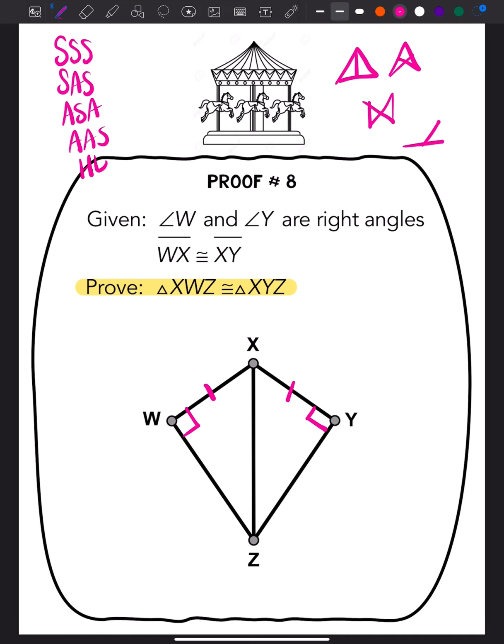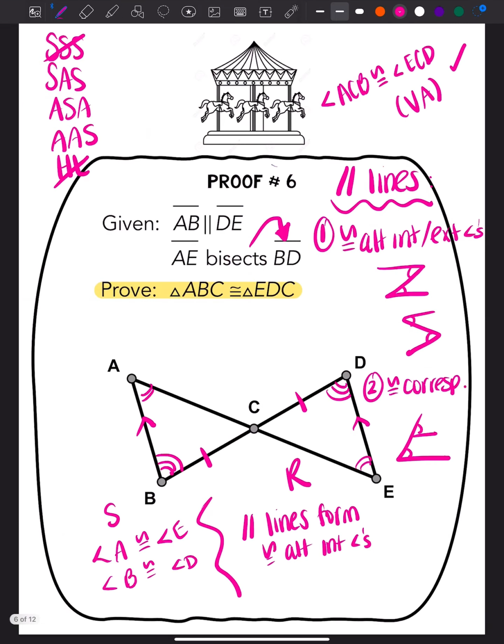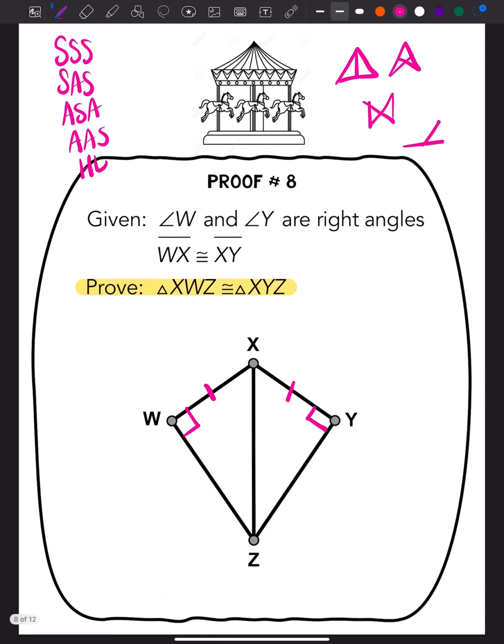So this is what I want you to do. I want you to upload proof number 6, proof number 7, and proof number 8 to this assignment. And there is a Google form that I want you to complete. It's probably like 5 short questions. Just complete those.